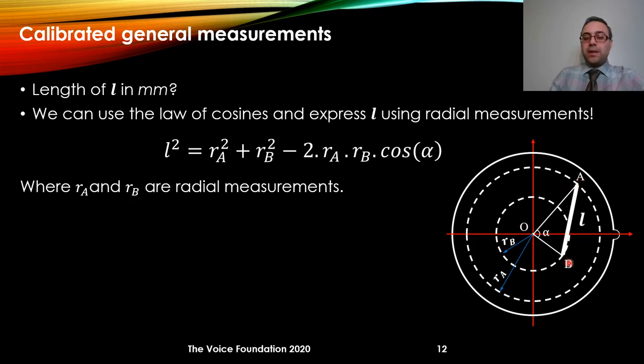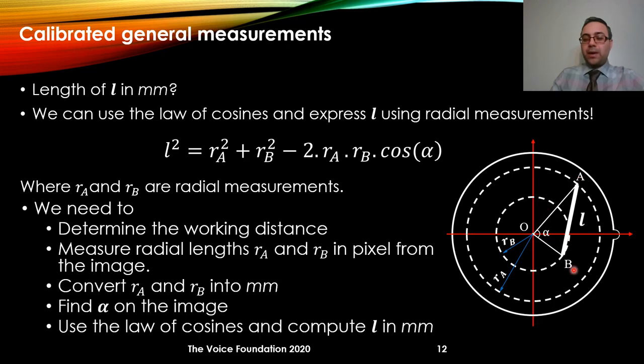In this triangle, OA, which is equal to RA, is a length that has one of its ends on the circle. At the same time, OB or RB is a length that has one of its ends on the center of the image. So we can convert OA and OB into millimeters using the method that we talked about in the previous slide. And then we can use the law of cosines for estimation of the length of L in millimeters.